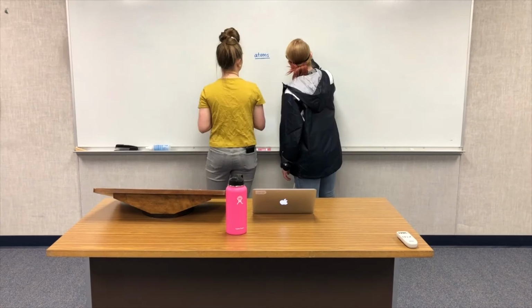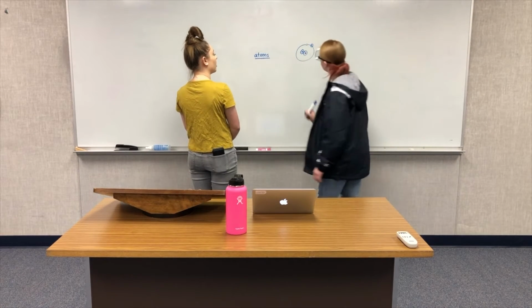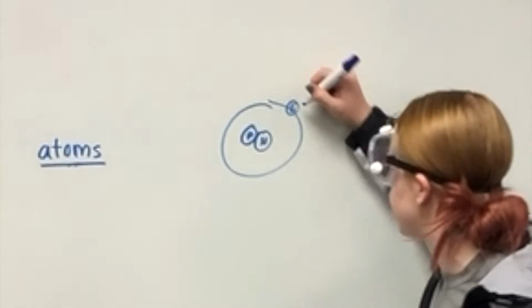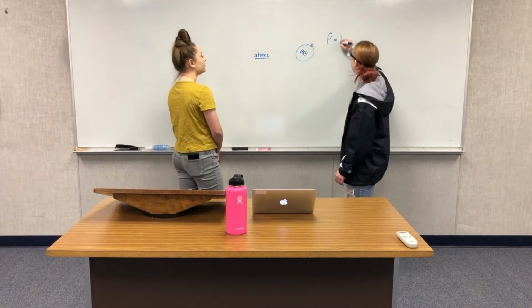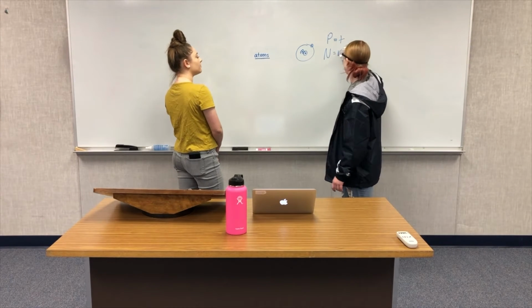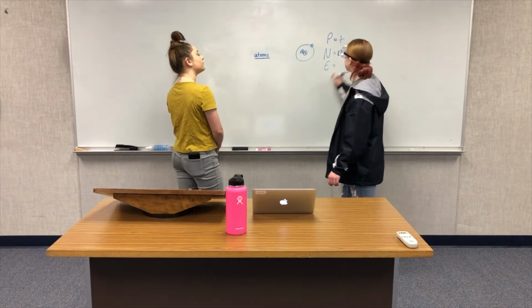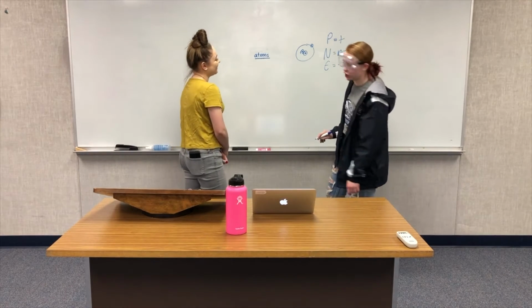So we have a proton, a neutron, and an electron. Those are the pieces of an atom. A proton has what kind of charge? A positive charge. A neutron has what kind of charge? No charge. Electron, take a guess. It has a negative charge.